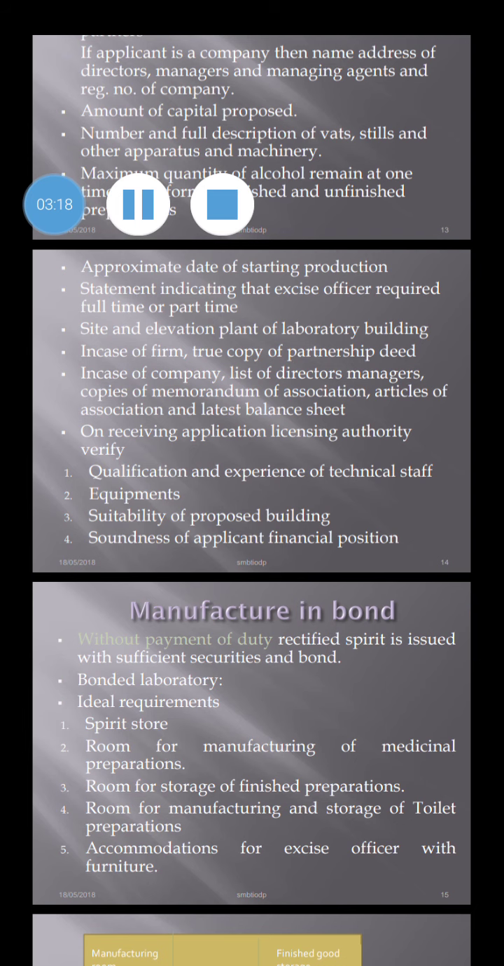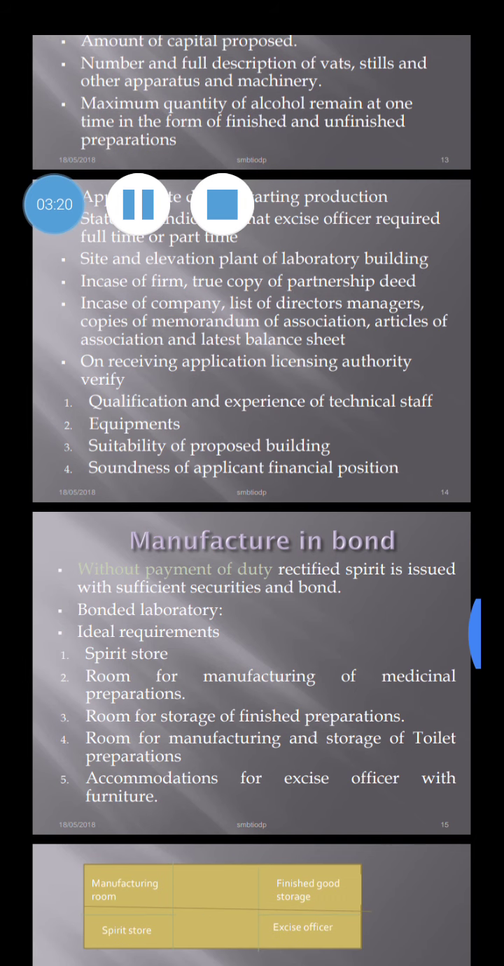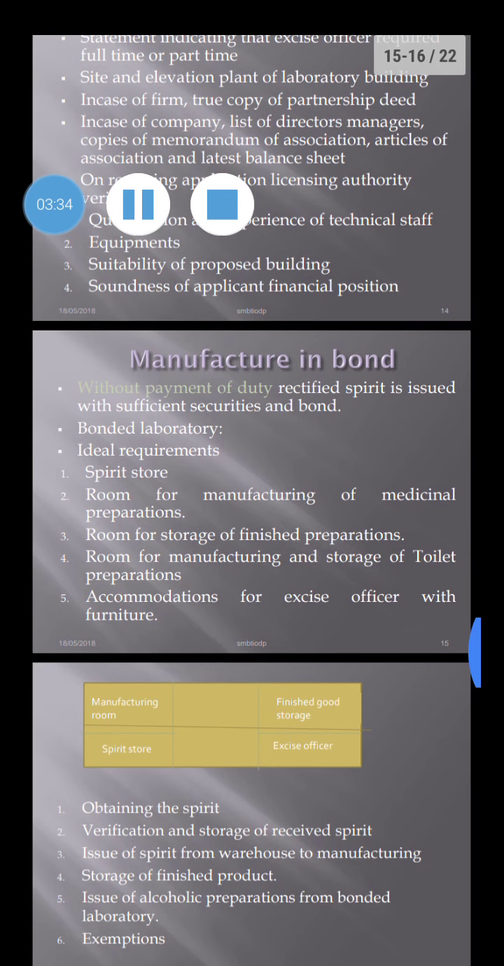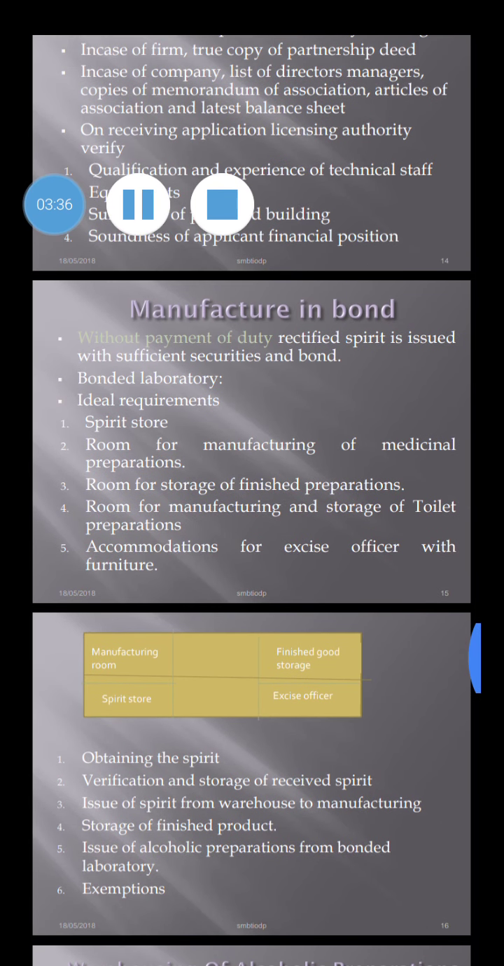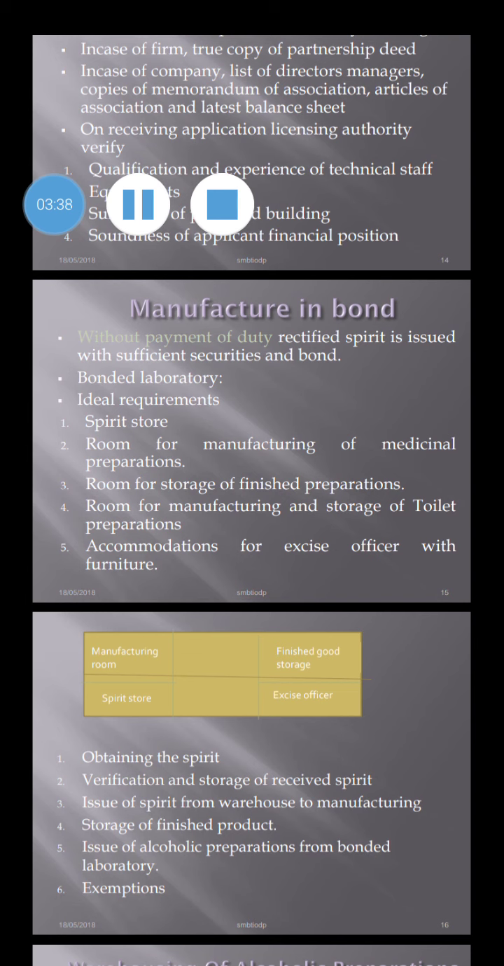On reviewing the application, the licensing authority verifies the qualification and experience of the technical staff, the equipment, the suitability of the proposed building, and the soundness of the applicant's financial position. Then we saw manufacture in bond without payment of duty.